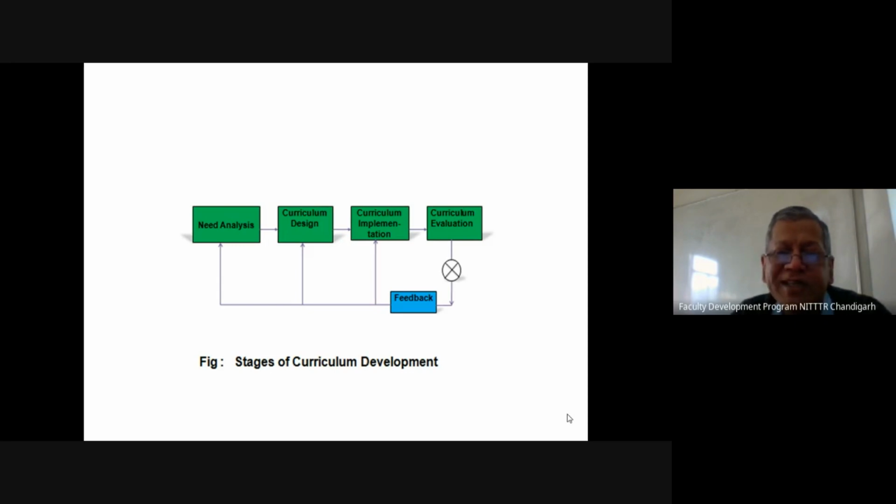The second stage is called curriculum design. Sometimes we get a project to revise the curriculum, so in that context, we can say curriculum design and/or curriculum revision. Either we are designing a new curriculum or we are revising an existing curriculum. That is the second stage, curriculum design or curriculum revision. Then, my friends, the third stage is called curriculum implementation.